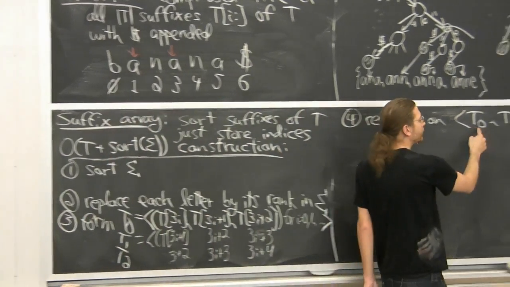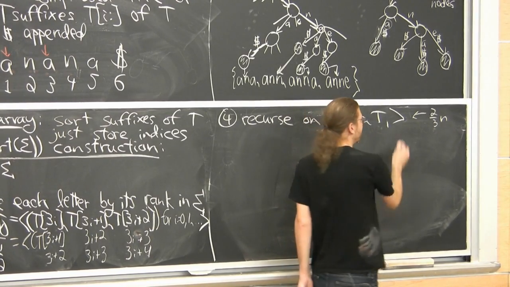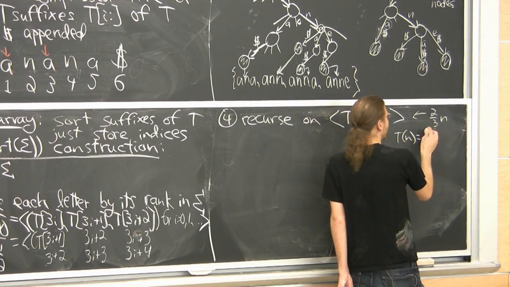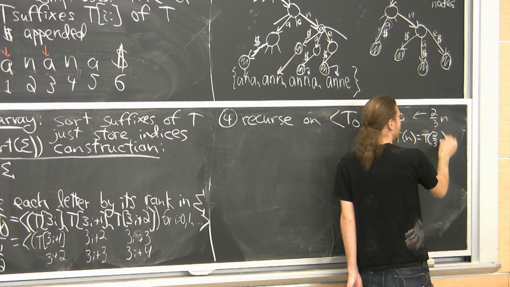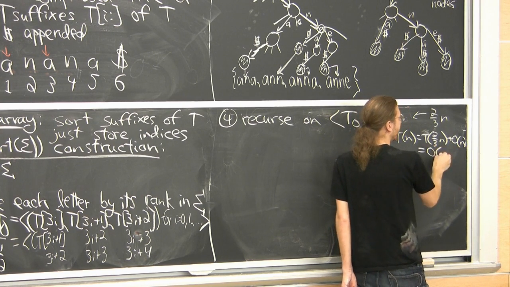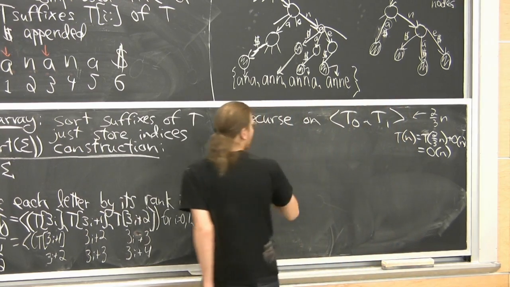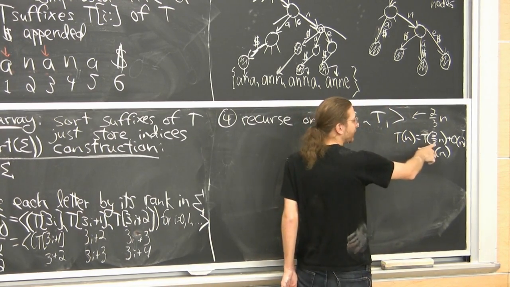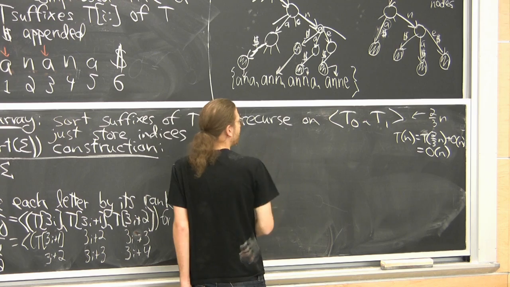We can't afford to recurse on all 3. We can only afford to recurse on 2 out of the 3, because then we're going to get a recurrence of the form T(n) = T(2/3 n) + O(n). And this is geometric, so that's O(n). That's how we're going to get linear time after the first sort. If this was 3/3 n, then this would be n log n. We don't want to do that. Okay, so that's what I can afford.